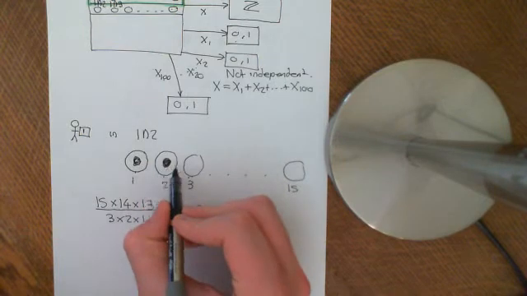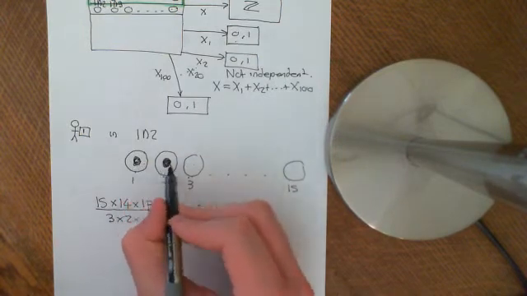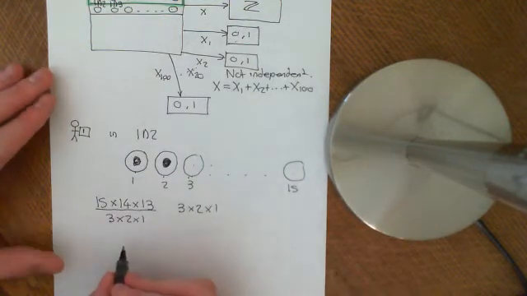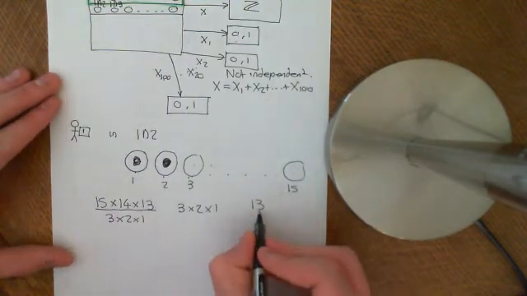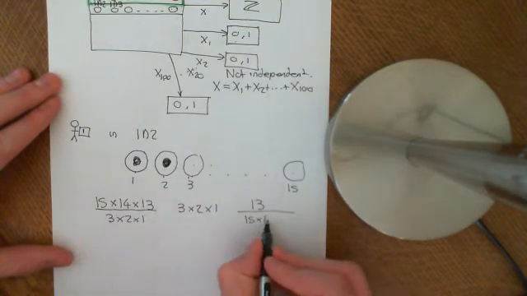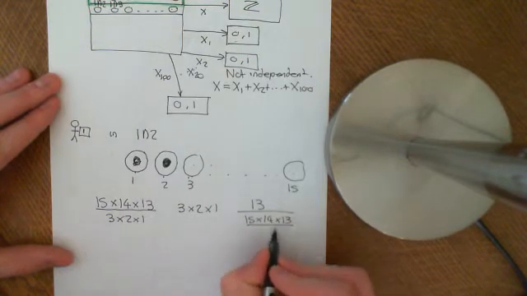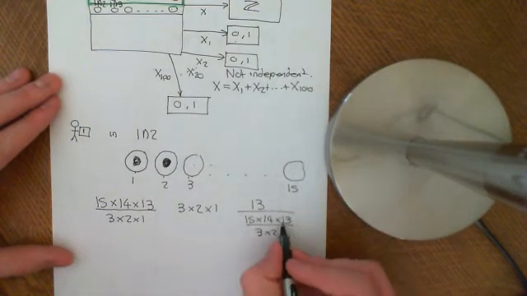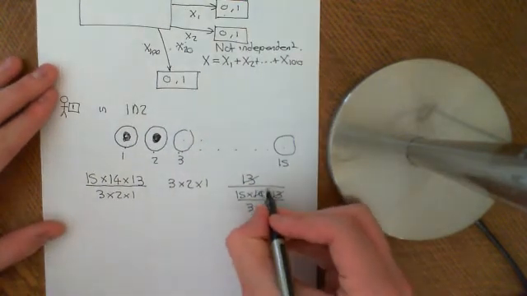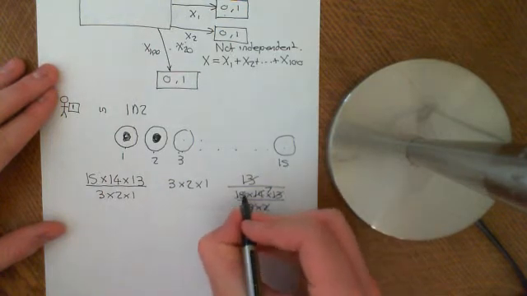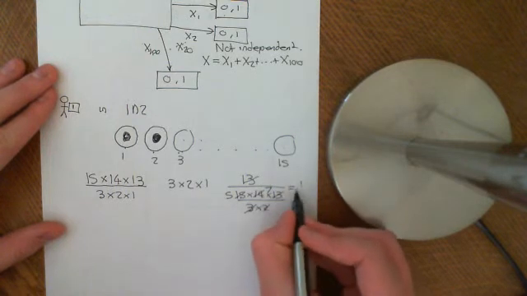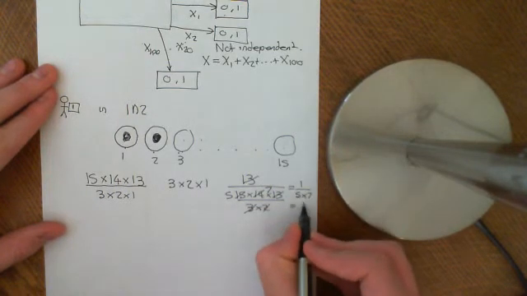So he could pick committee 1, committee 2, and committee 3. He could pick committee 1, committee 2, and committee 4. He could pick committee 1, committee 2, all the way up to 15, and there are 13 of those. So the probability that he's on committee 1 and 2 is 13 over the total number of possible ways, which is 15 times 14 times 13 over 3 times 2. Okay, so firstly let's cancel those 13s. Then let's cancel the 2 with the 14 to make 7. Let's cancel the 3 with the 15 to make 5. And then overall what we're left with is 1 over 5 times 7, which is 1 over 35.